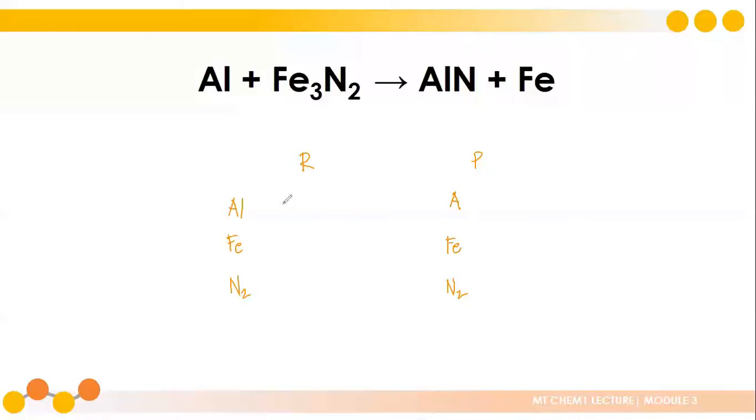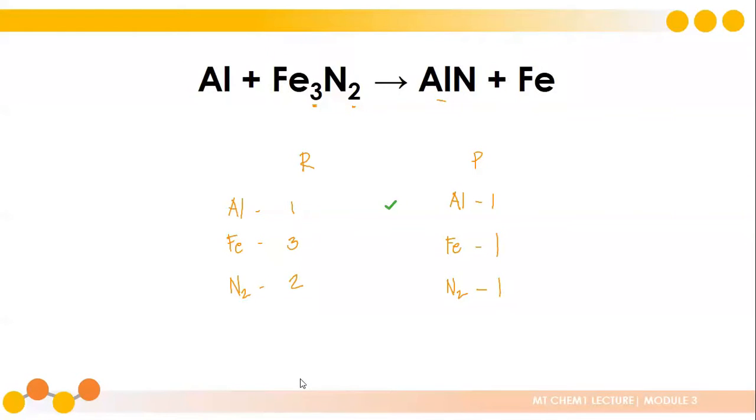Then we'll proceed with counting the quantity of each element for each side. On the reactant side, we have 1 aluminum, 3 iron, 2 nitrogen, and on the product side, we have 1 aluminum, 1 iron, and 1 nitrogen. By simply looking at this table or listing, we can see that aluminum is balanced because we have 1 atom for the reactant side and 1 atom for the product side.